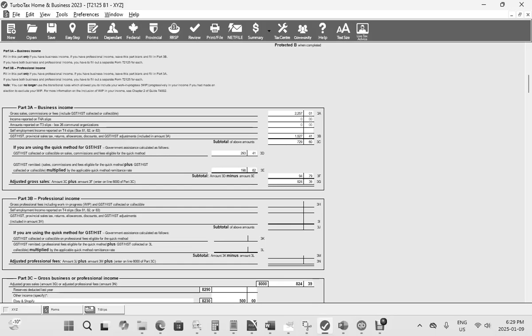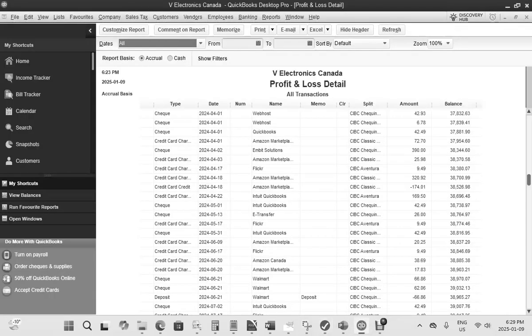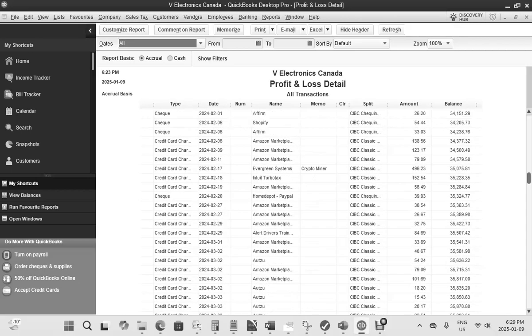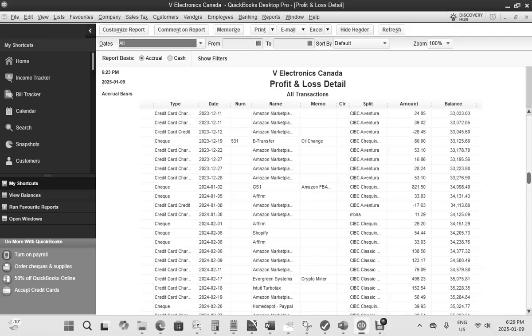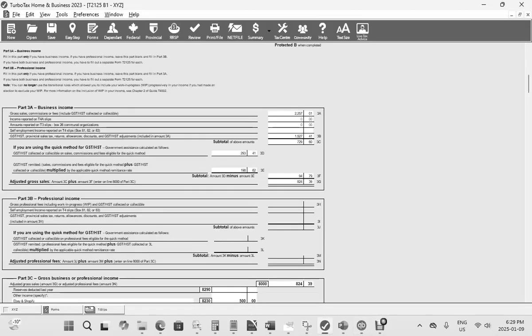If you want to figure out your gross sales, as I mentioned in the last video on T2125, you can always use QuickBooks and check your profit and loss detail report to figure out your gross sales for your business, whether it be for this year, last year, or the last couple of years. So let's say our gross sales, commissions or fees, GST/HST collected or collectible, is $2,257.01 from the last video.